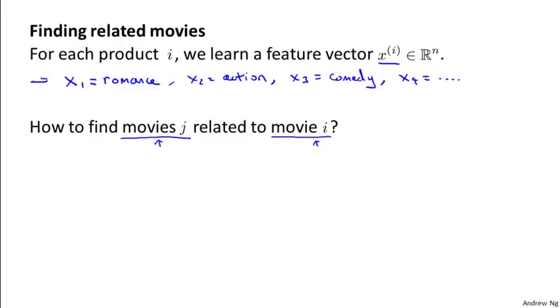So now that we've learned these feature vectors, this gives us a very convenient way to measure how similar two movies are.